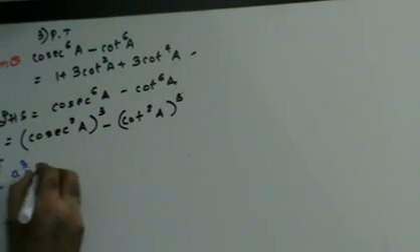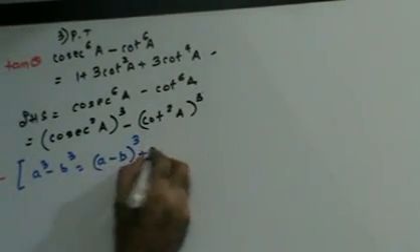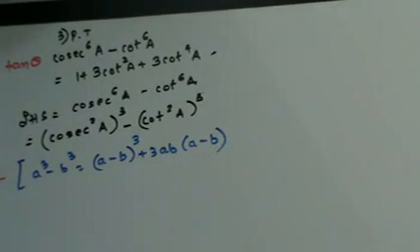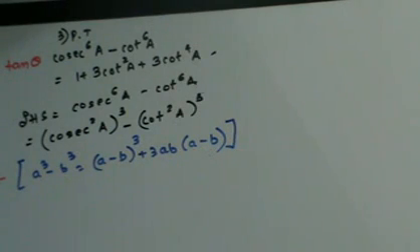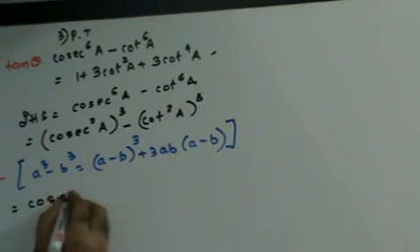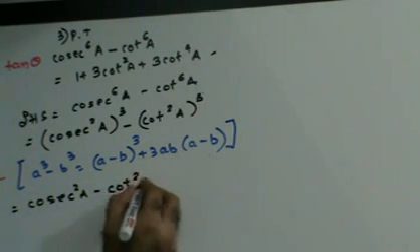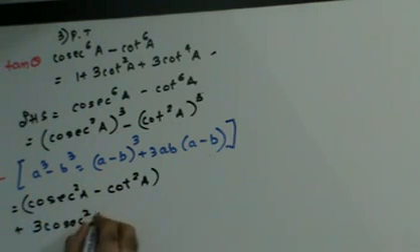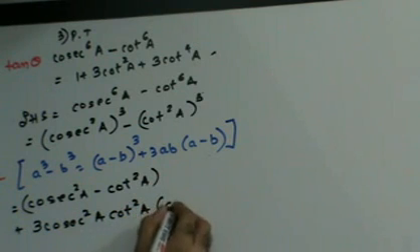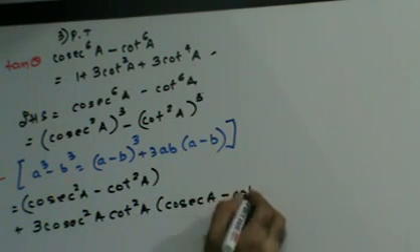Right? I could use the identity, guys. I could use the algebraic formula a cube minus b cube. A cube minus b cube is a minus b the whole cube plus 3ab into a minus b. Right? So if I use this formula, this is your a and this is b. So this is going to be a minus b, that is cosec square a minus cot square a, plus 3 cosec square a cot square a into cosec square a minus cot square a.